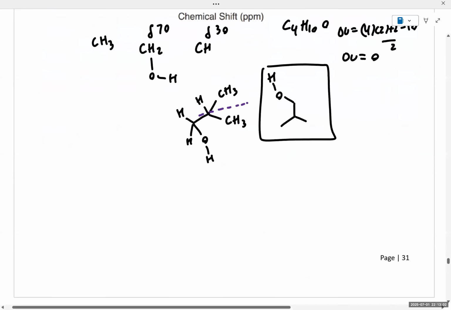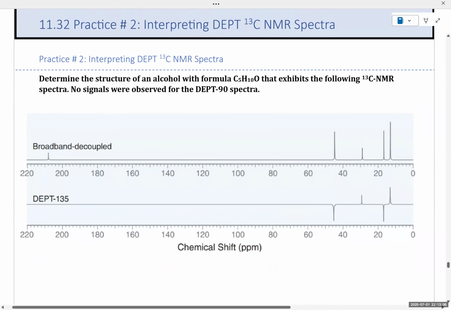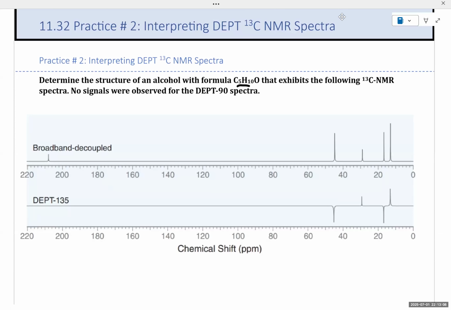Let's do another example. So in this case, I'd like you to determine the structure of an alcohol with the formula C5H10O that exhibits the following carbon-13 NMR spectra. Of note, no signals were observed for the DEPT-90 spectra. So I'd like you to pause the video, work through this example, and then we'll discuss momentarily.